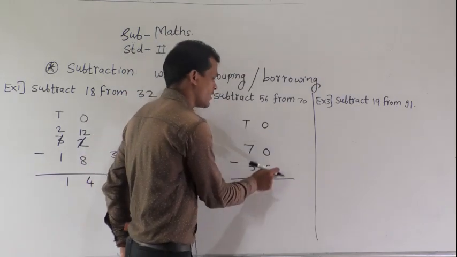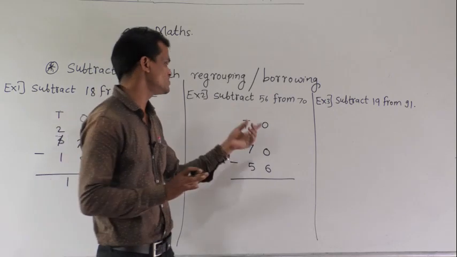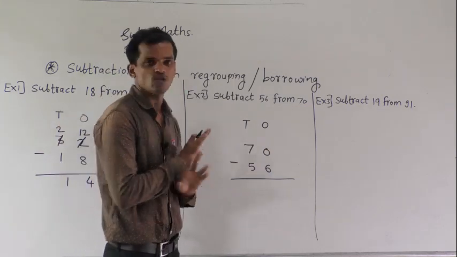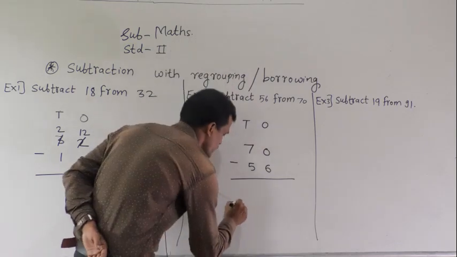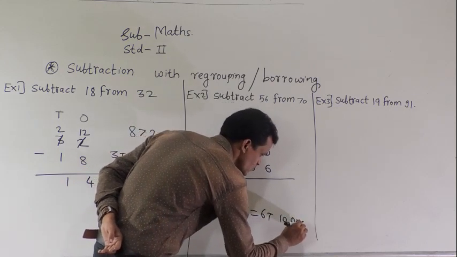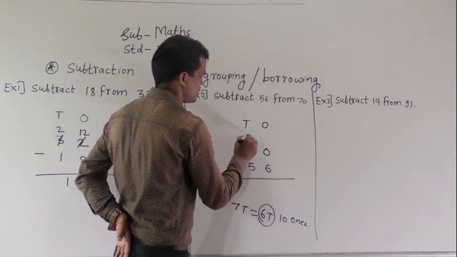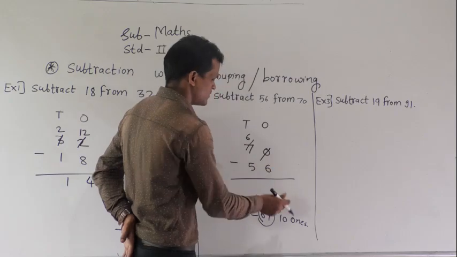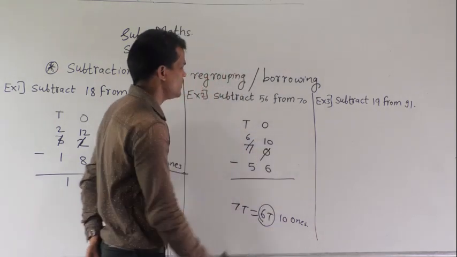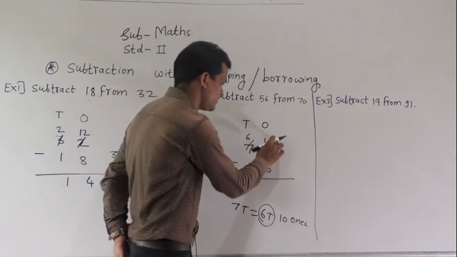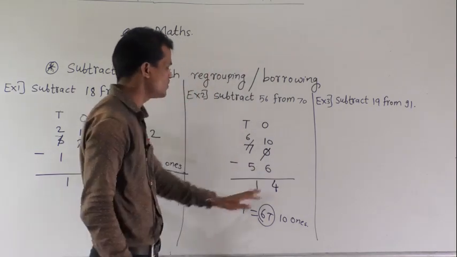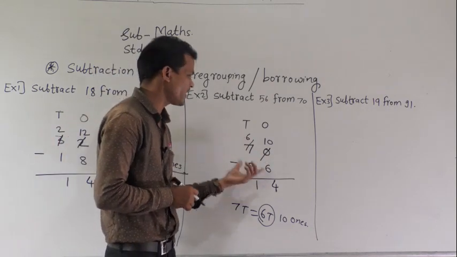Here 0 minus 6 is not possible because 0 is smaller than 6. In another way we can say 6 is greater than 0, so it is not possible. So regroup this 7 tens into 6 tens and 10 ones. Write 6 tens here, and add the 10 ones to 0 ones, so we get 10 ones. Now subtract the columns. 10 minus 6 is 4, and 6 minus 5 is 1. So 14 is the difference between 70 and 56.